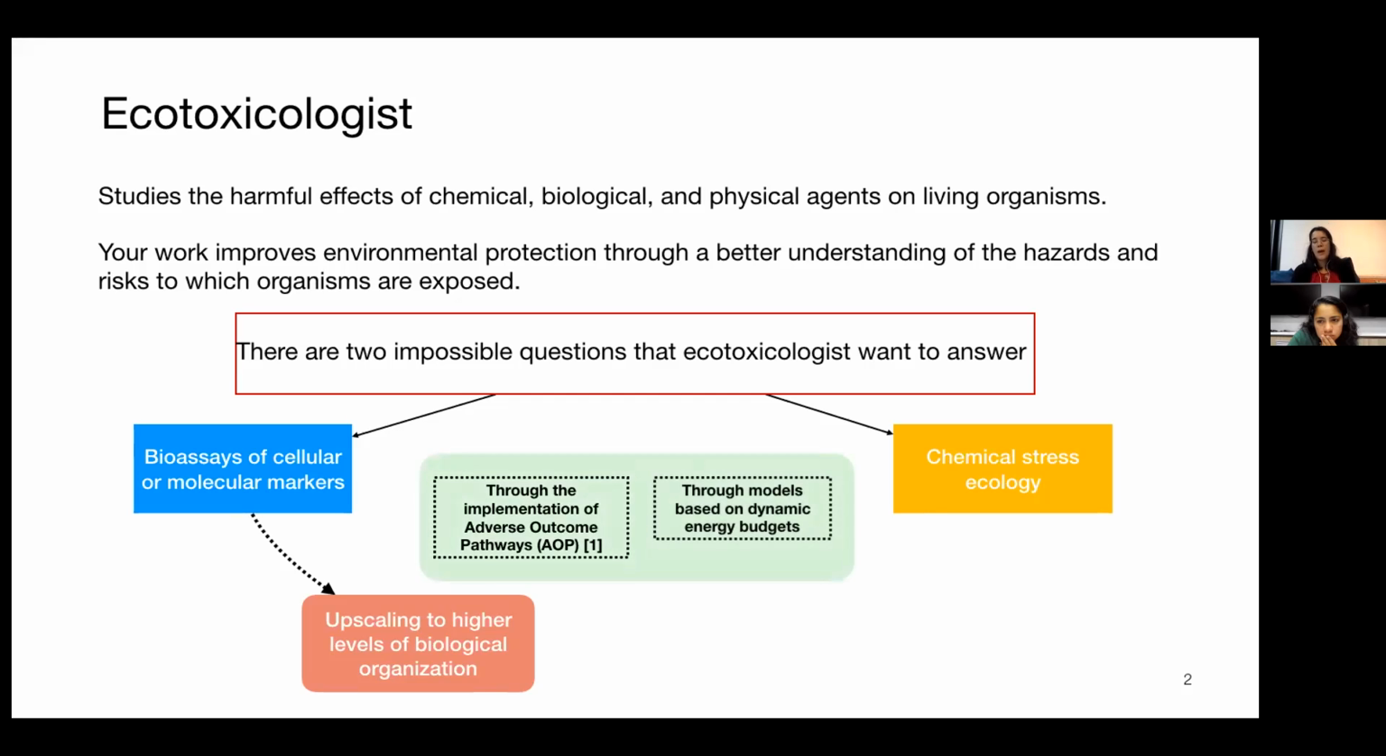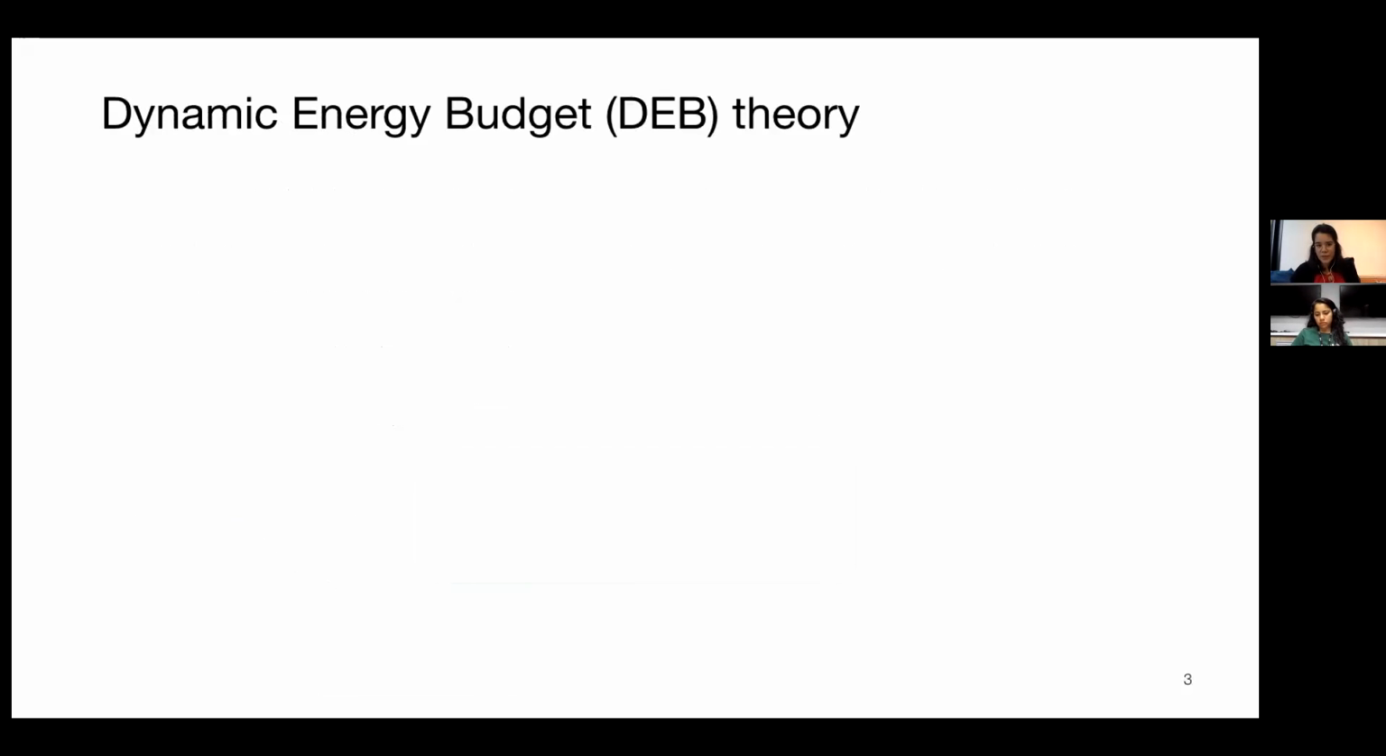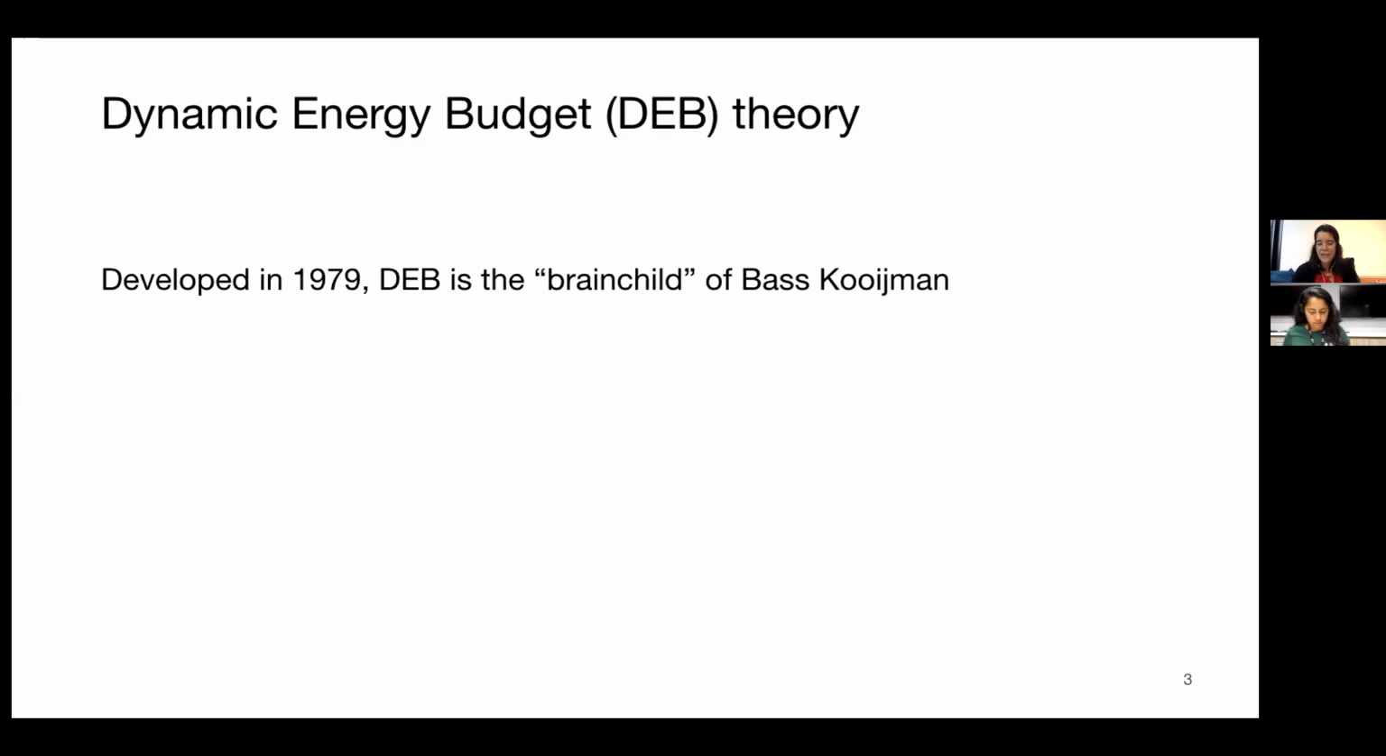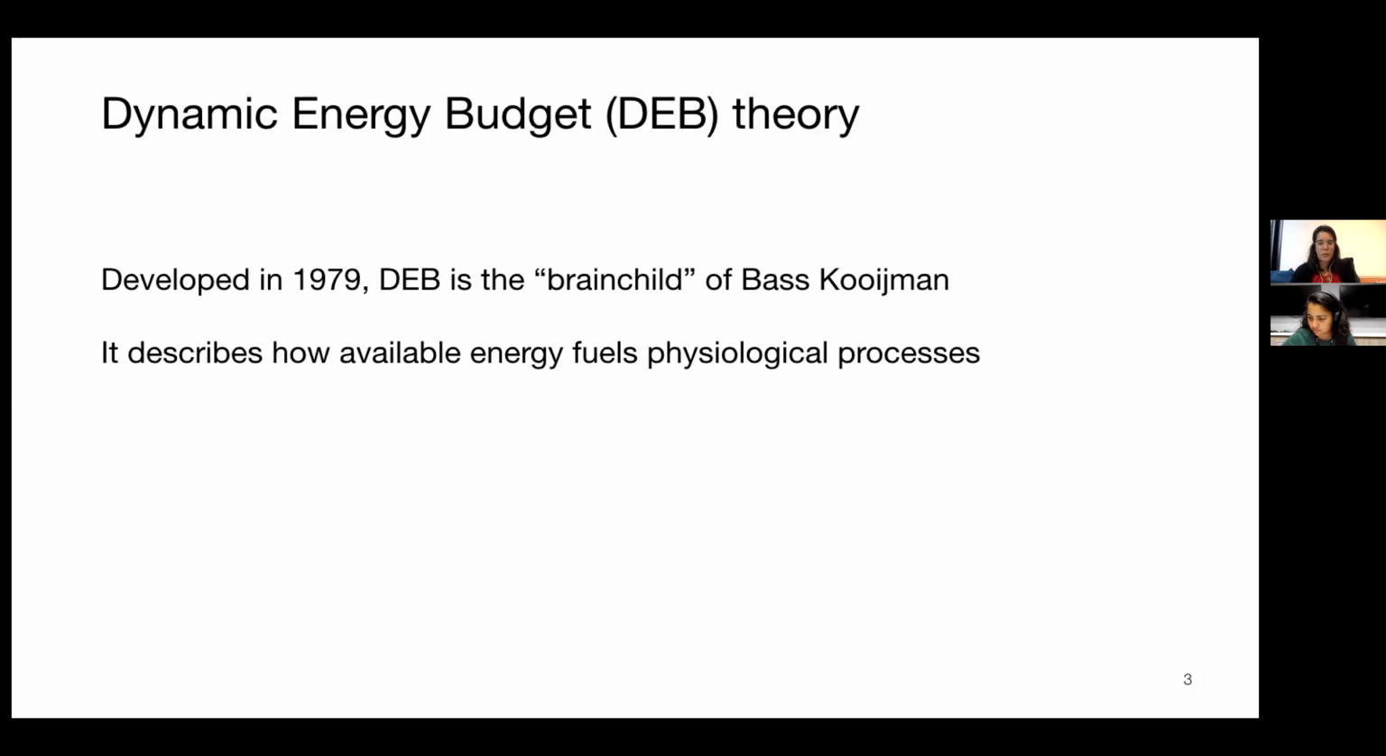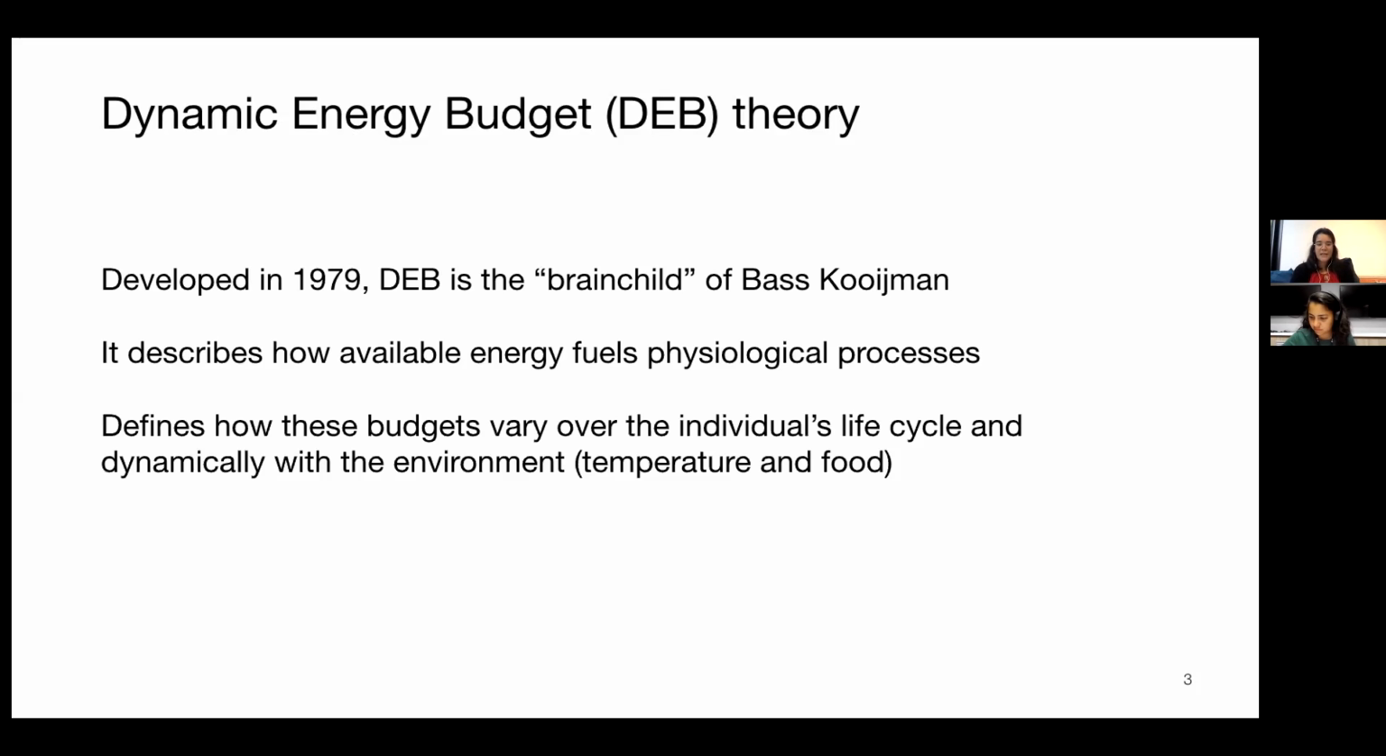A way to extrapolate to different species with the AOP method is implementing DEB models. So here I'm just giving you some concepts and theories, and I just want to introduce DEB theory. It stands for dynamic energy budget theory, and it was developed by Bas Kooijman in the late 70s. It's a theory that describes how available energy fuels physiological processes. What is interesting about it is that it defines how these budgets can vary over the life cycle of an individual, and how they are affected dynamically by temperature and food, which are the main forcing variables of the model.